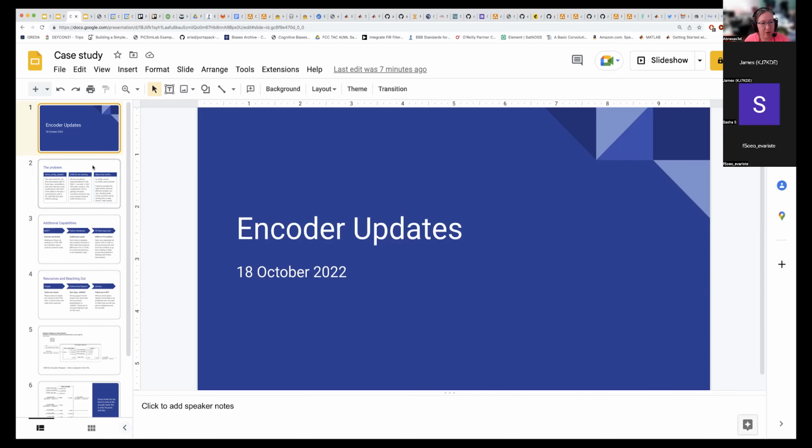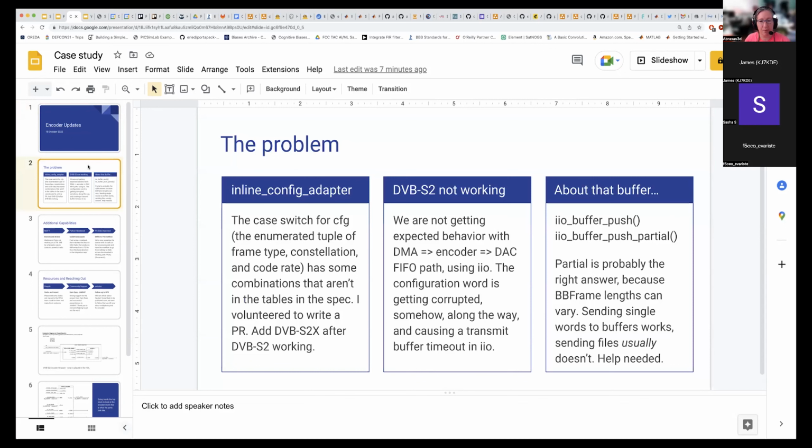So these are a little bit of encoder updates. This is the encoder. This is the downlink. And so we have a couple of problems that we found recently. One of them is there's a problem in the inline config adapter. The case switch for the config, which is the enumerated tuple of the frame type, constellation, and encode rate, has some combinations that aren't in the tables in the spec. So I volunteered to write a pull request for that.